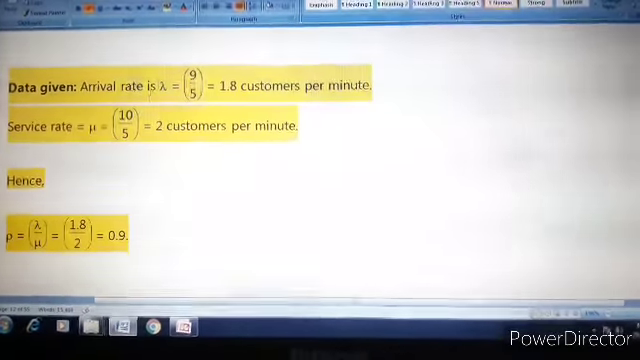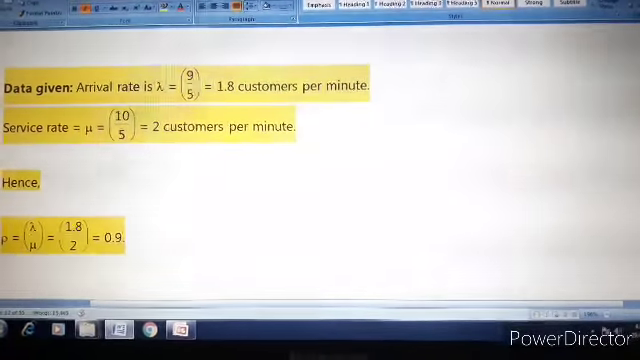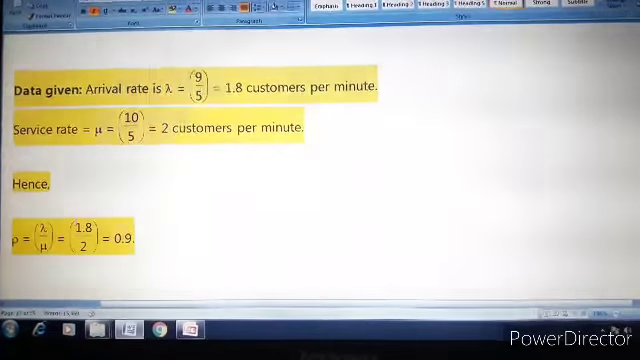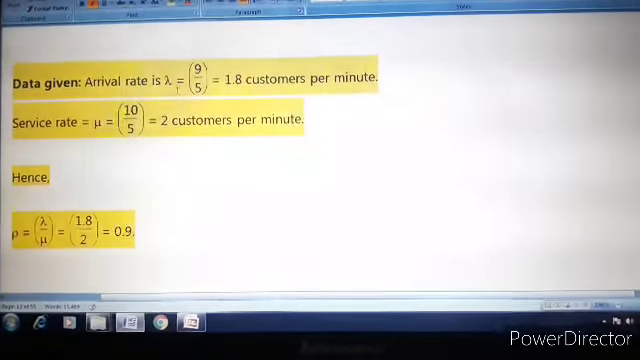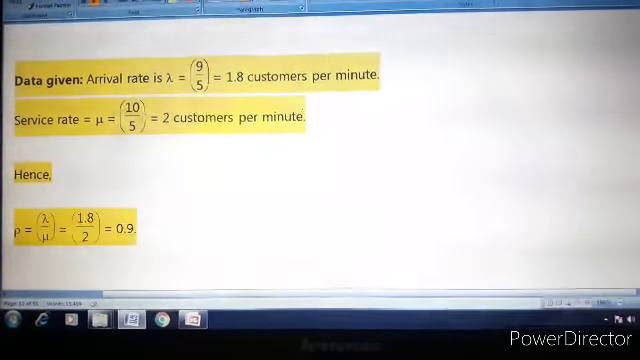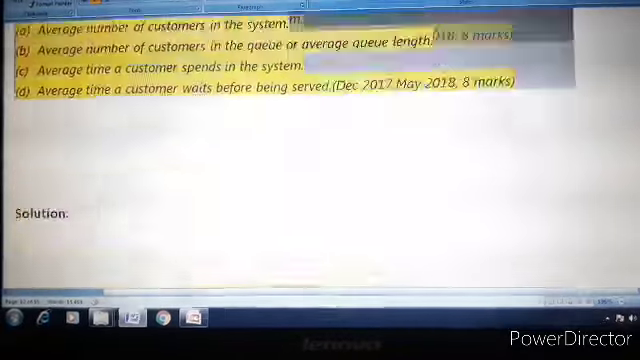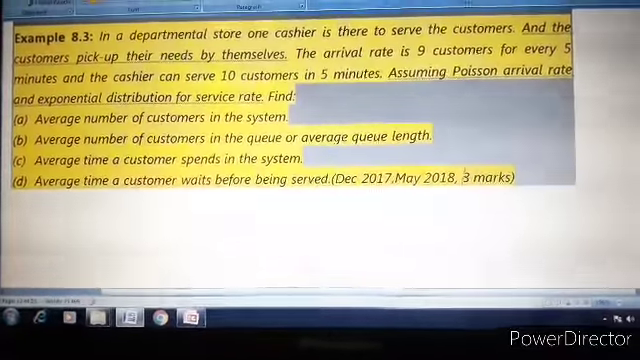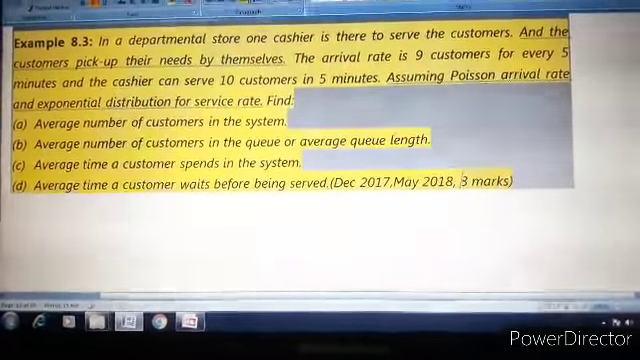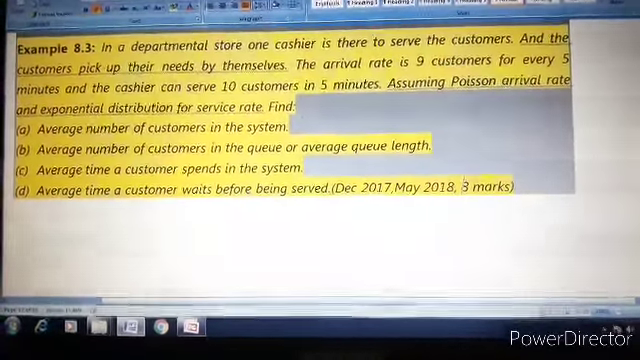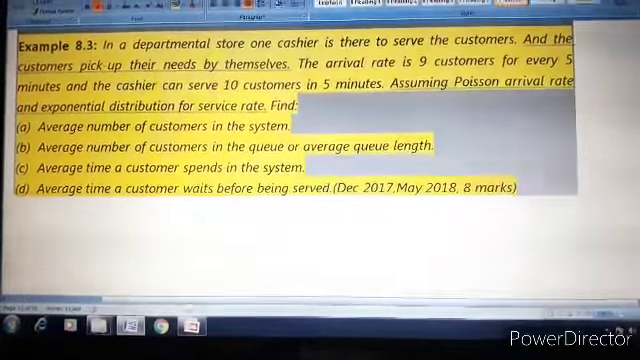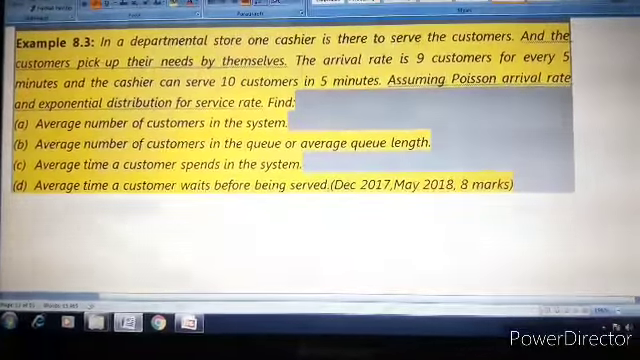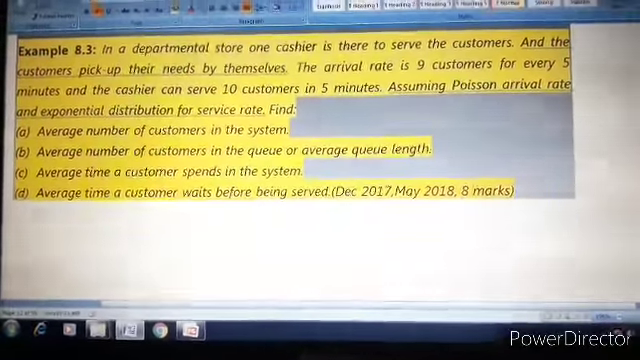So once we calculate this lambda, mu and rho, then in any model we just have to substitute these values, because our relations are always in terms of lambda, mu and rho. So let us use the relations for finding the average number of customers in the system, the average number of customers in the queue or average queue length, the average time a customer spends in the system, and the average time a customer waits before being served.